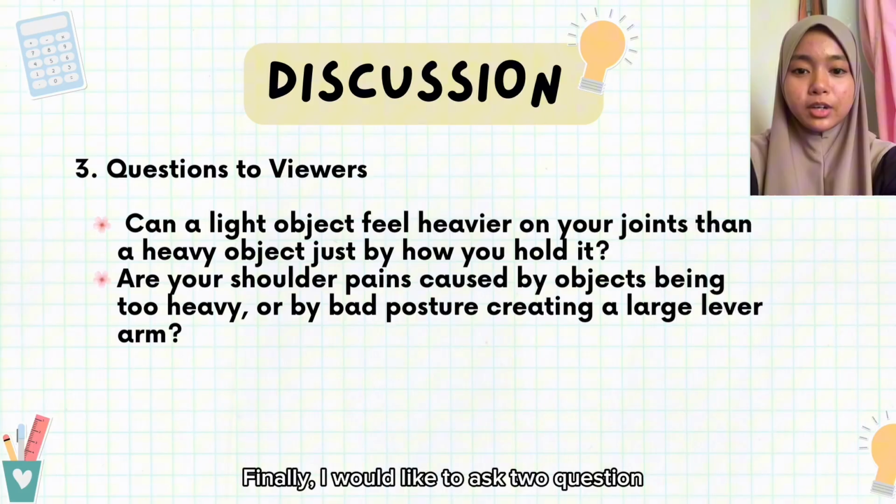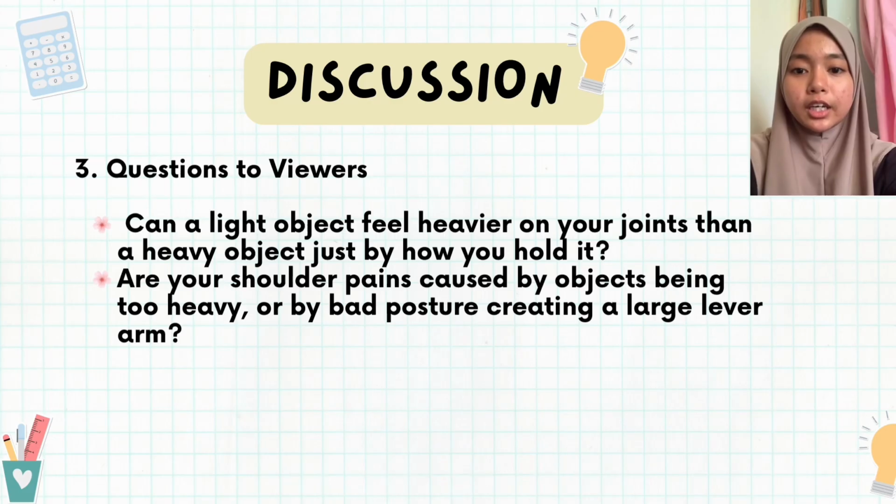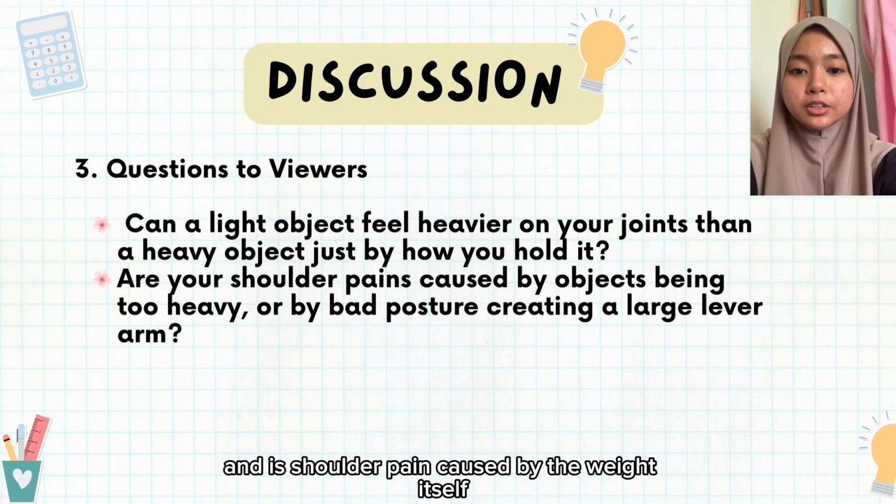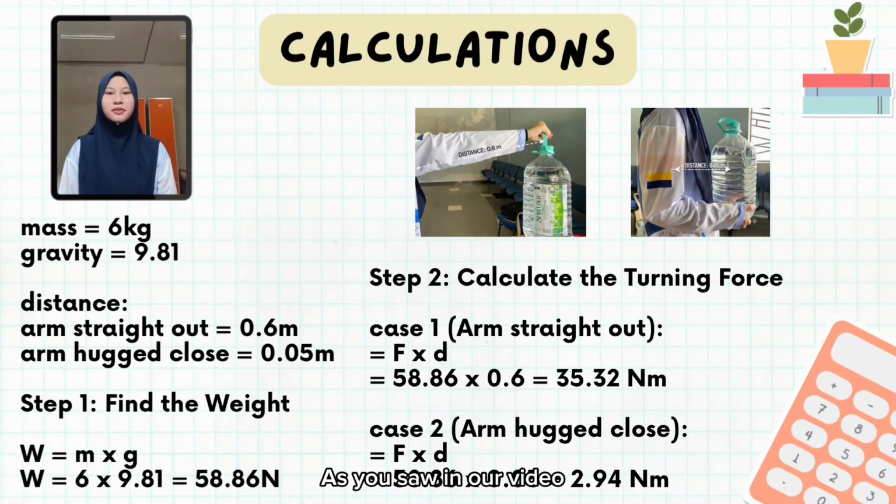Finally, I would like to ask two questions. First, can a light object feel heavier just because of how we hold it? And is shoulder pain caused by the weight itself or by poor posture that creates a larger lever arm? As you saw in our video, that water bottle feels so heavy because of something called torque, or the moment of force. This is just a physics way of describing a turning force.